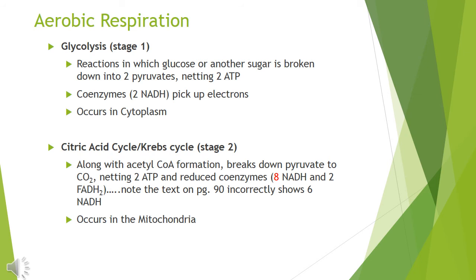get the acetyl-CoA formation, and you're going to be giving off CO2. You're going to be gaining two forms of energy in the form of ATP, and then you're going to have these coenzymes as well. And again, that occurs in the mitochondria. So these are the most important facts about aerobic respiration that I can share with you.